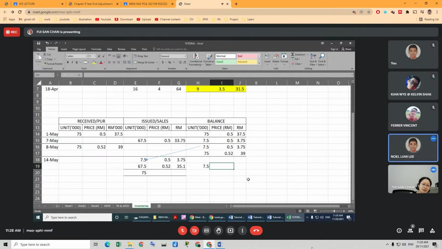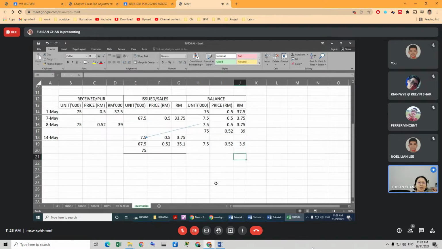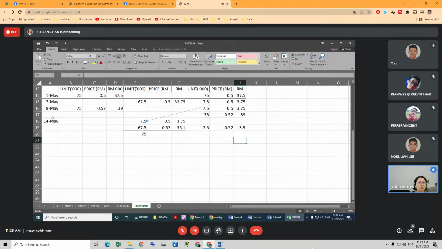0.52. Yes, 0.52. Okay. So now the remaining is 7.52. Understand or not? So this is what we call first in, first out. So you see, when you do this thing, you have to be very alert. Okay, so in total it is 7.5. Okay, so this is 14 May.